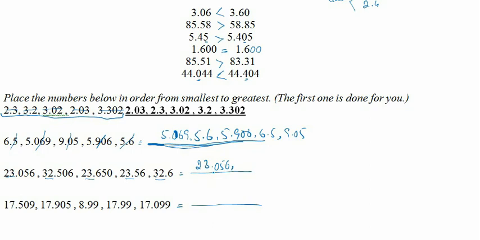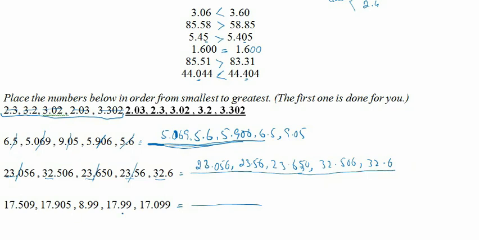So 23.056 is the smallest, and then 23.56 and 23.6. So 23.56 and then 23.650 is greater. Then 32.6 and 32.5, so 32.506, and the highest number is 32.6, or 32.60, the greatest number.